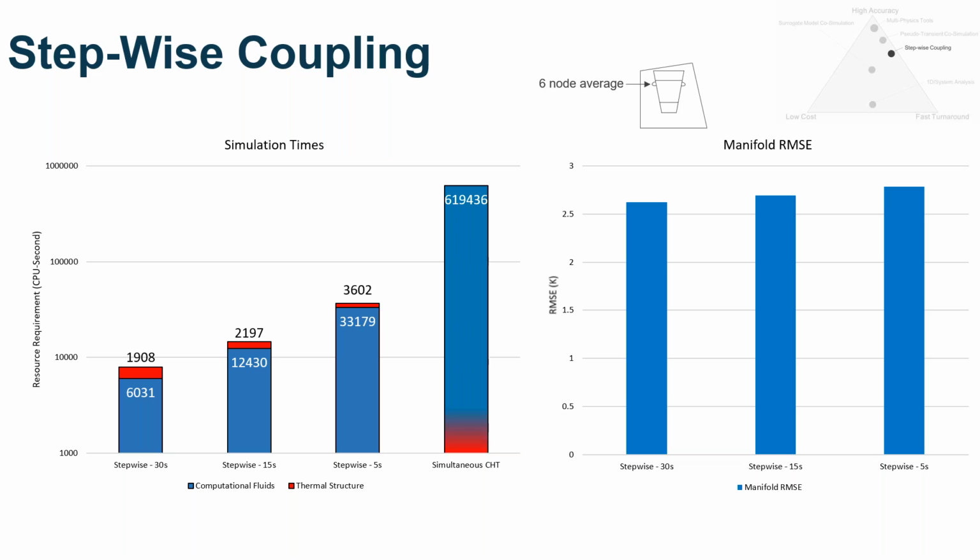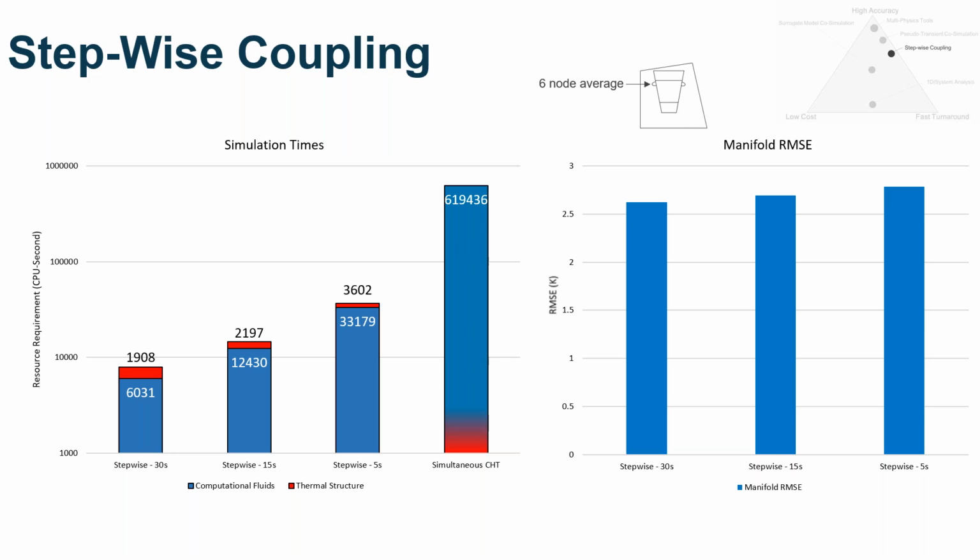So if we look at this plot on the left, the simulation time, that simultaneous CHT is the simultaneously solved conjugate heat transfer solution. That's our true solution. You'll notice that it is orders of magnitude more computationally expensive in terms of CPU seconds than the stepwise methods. The stepwise methods also allow us to make a distinction between computational fluids and the thermal structural domain. You'll notice again that in all 3 cases, that computational fluids domain is much, much more expensive to compute than the thermal structure.